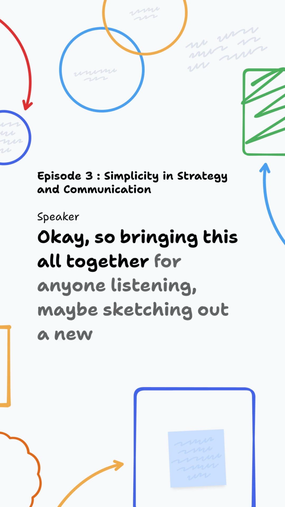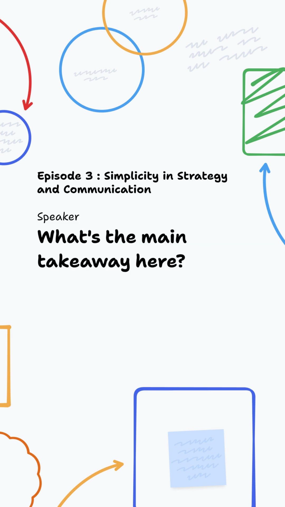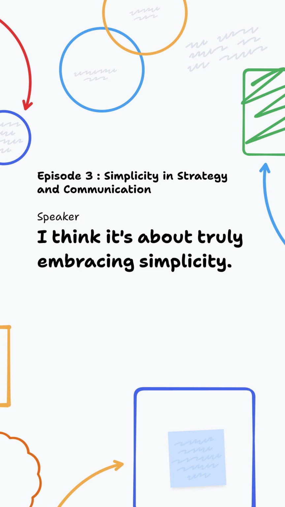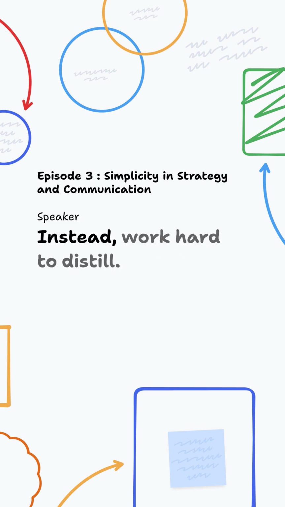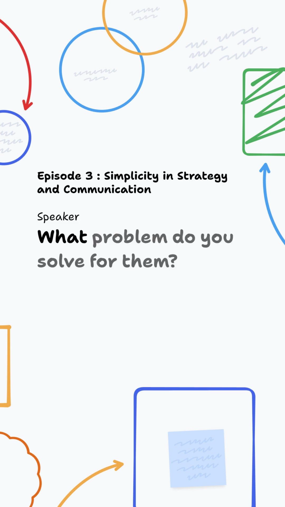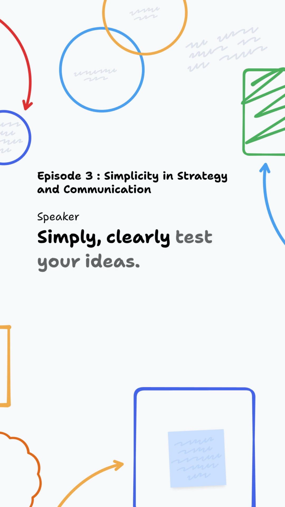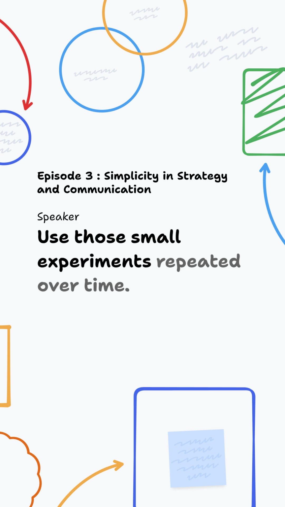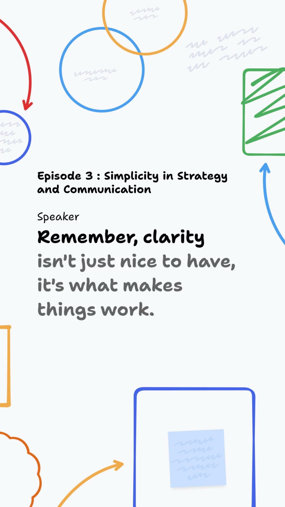Okay, so bringing this all together, for anyone listening, maybe sketching out a new idea, maybe trying to refine something existing, what's the main takeaway here? I think it's about truly embracing simplicity. Make it a discipline. Don't build that useless vast map. Instead, work hard to distill. What's the absolute essence? Who do you serve? What problem do you solve for them? How do you deliver that solution simply, clearly? Test your ideas, use those small experiments, repeated over time. Keep refining the message. Remember, clarity isn't just nice to have, it's what makes things work.